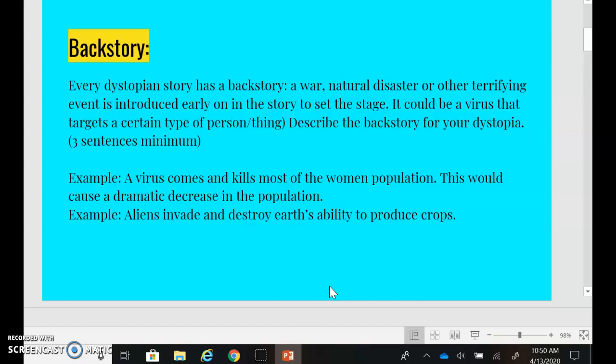Okay, so for example, a virus comes and kills most of the women population. This will cause a dramatic decrease in the population. So the government probably would put in place some very strict rules for what happens when a female child is born, and some things that would need to happen for the existing females to prevent them from getting sick. So they might only live in a certain place.